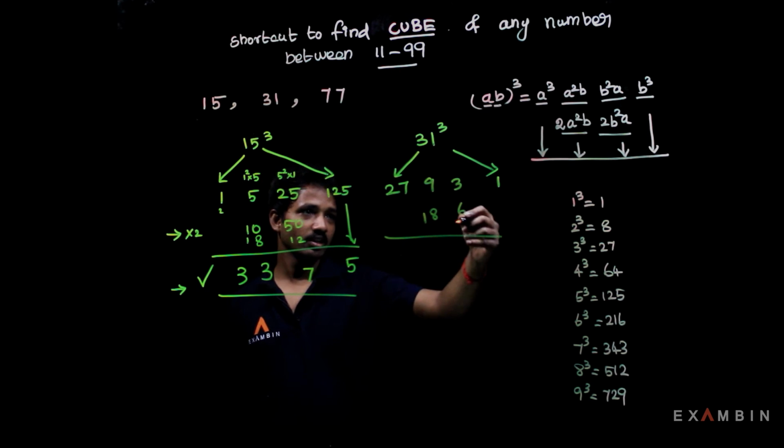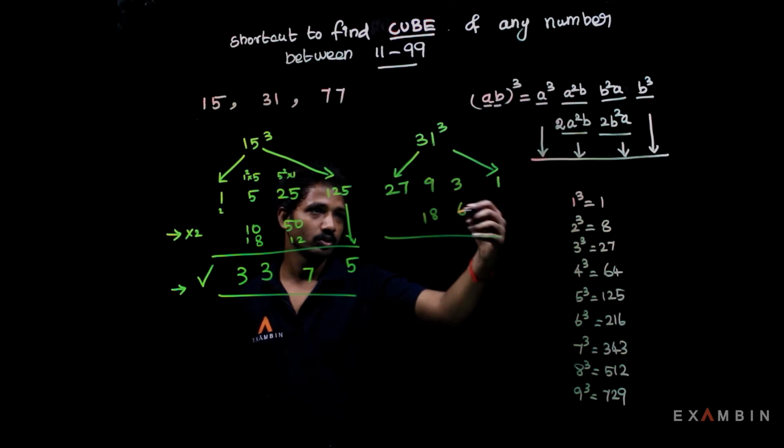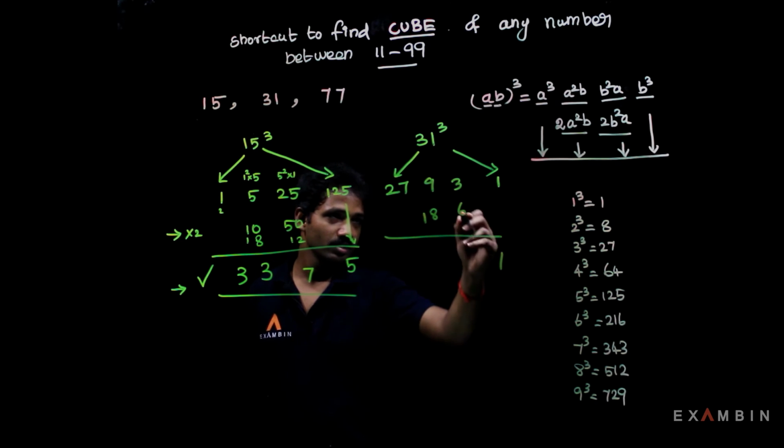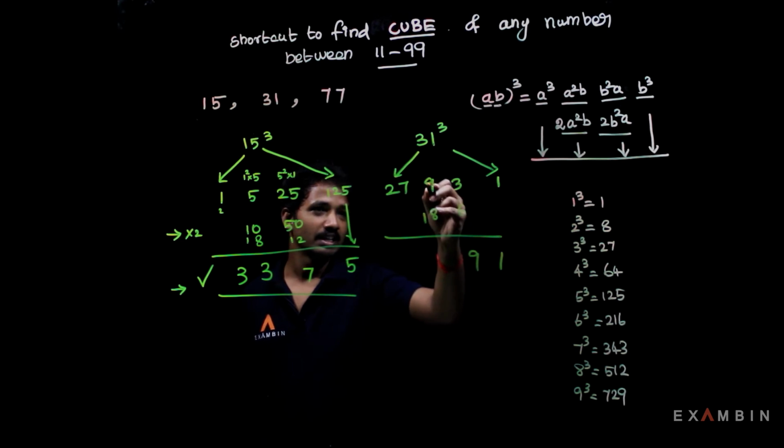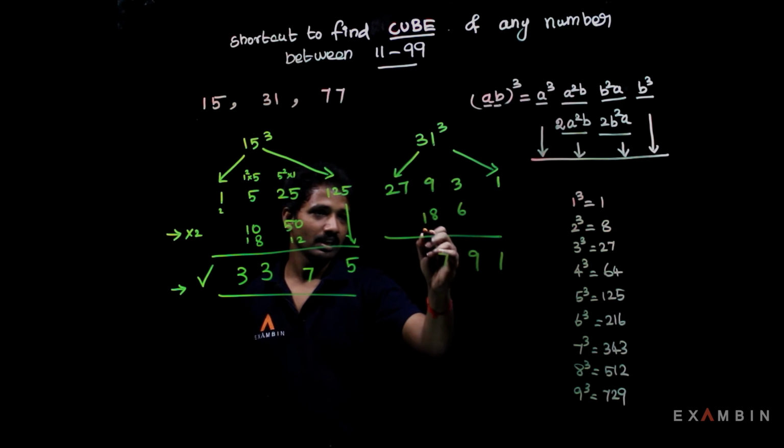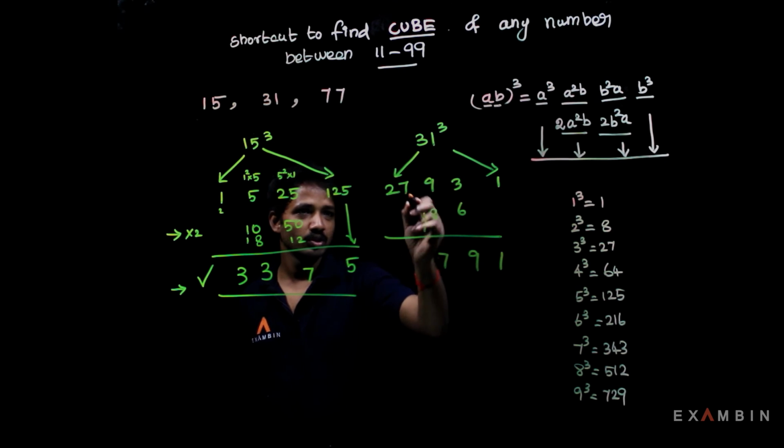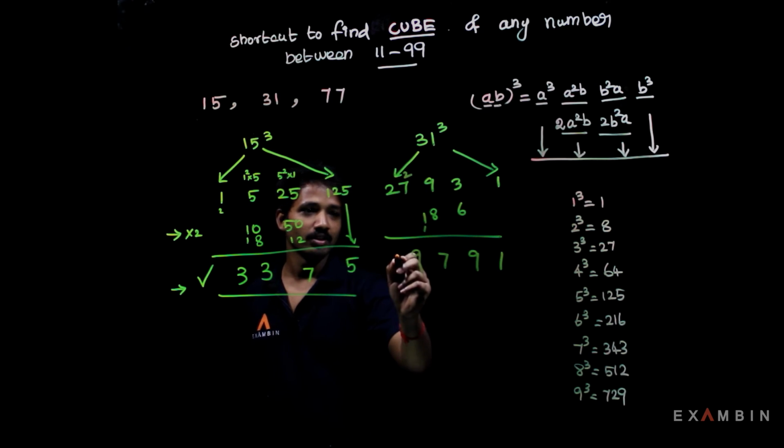So we are going to add these two values. 1, 6 plus 3, 9. 9 plus 8, 17. Carry 1. 1 plus 1, 2. 2 we will be taking here. 2 plus 7, 9. Again 2.